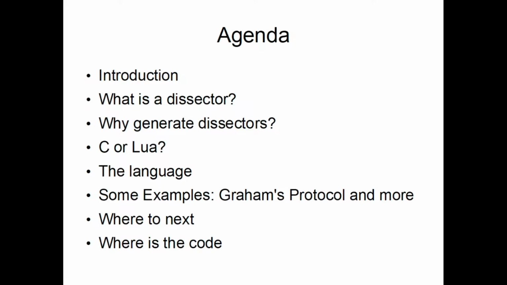And then try to motivate why you would want to generate dissectors, and then after that talk about this issue of should you generate C dissectors, should you generate Lua dissectors, and what are the advantages and disadvantages of each of those. And finally, look at the language that I've come up with to describe the protocol that you're trying to generate a dissector for, and then along the way have a look at what it does in transforming that. And then I'll go through some examples.